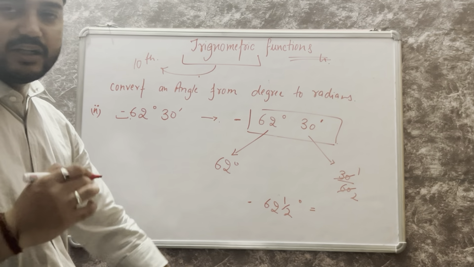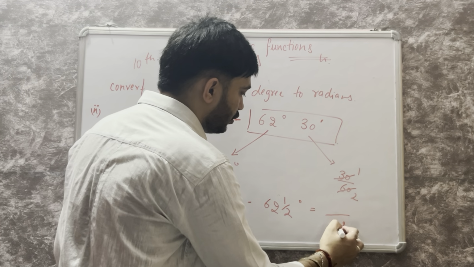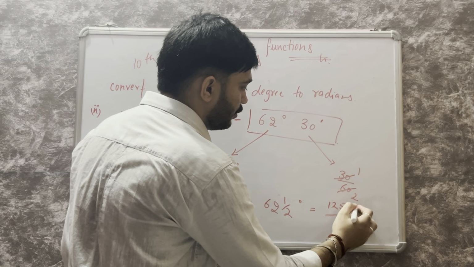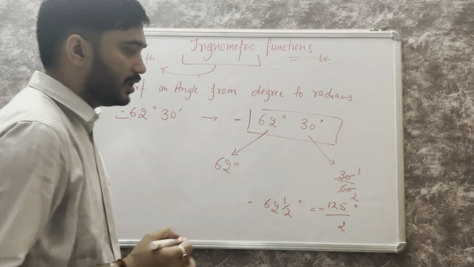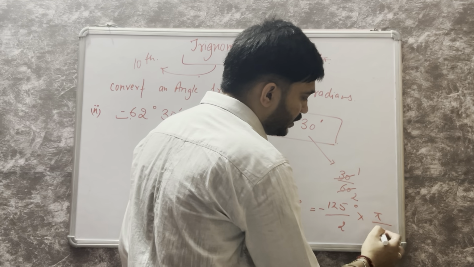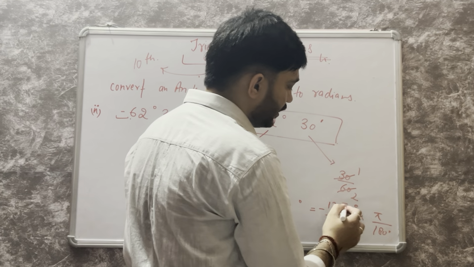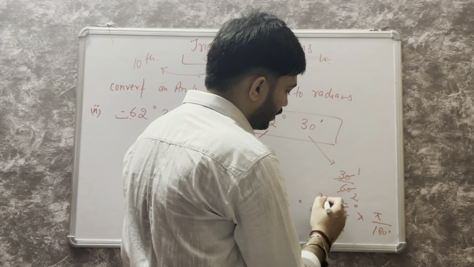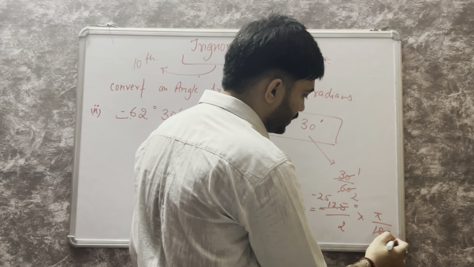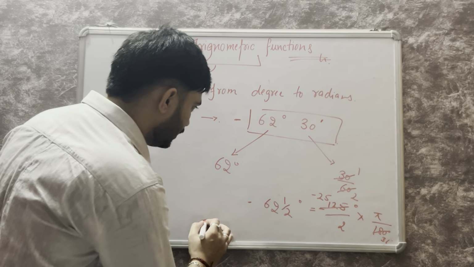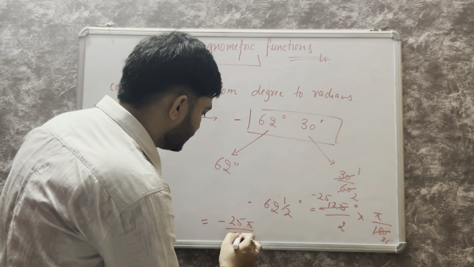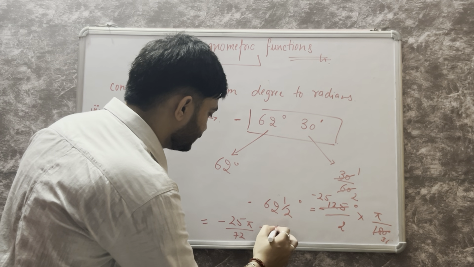Convert the mixed fraction into a simple one. So we will get 125 by 2 degrees. Multiply this number with pi divided by 180 degrees. You will get 25 by 36. So the answer will be minus 25 pi divided by 72 radians.